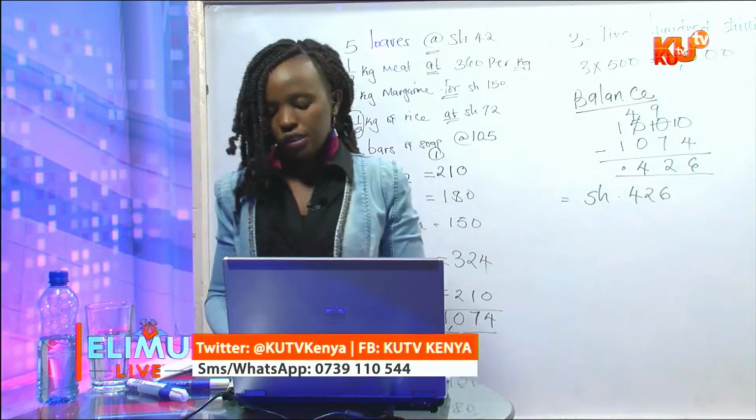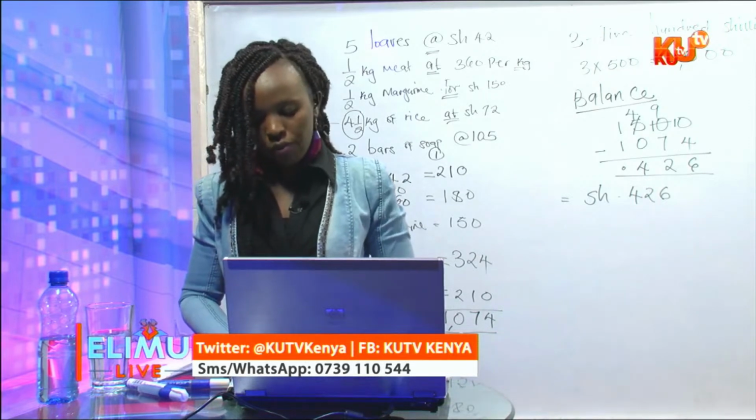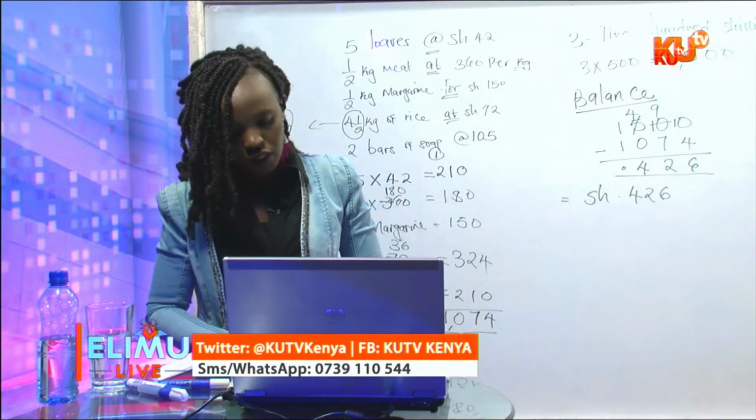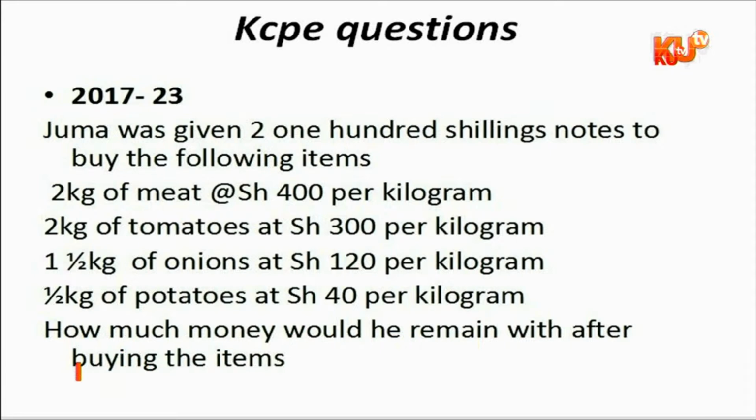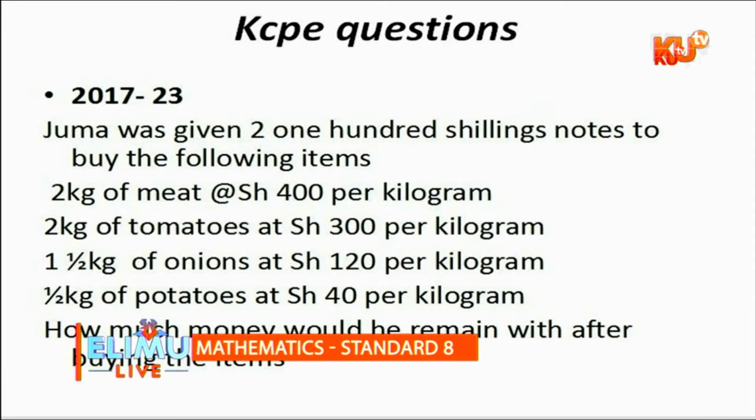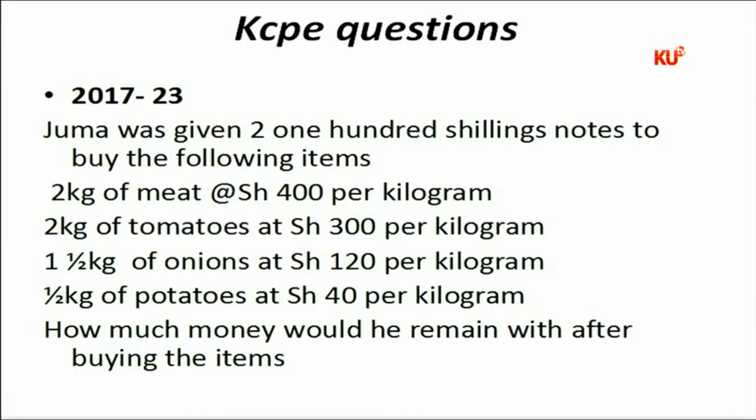Then another question is 2017, KCPE 2017, question number 23. The question reads: Juma was given 2 1,000 shillings notes to buy the following items: 2 kgs of meat at 400 shillings per kg, 2 kgs of tomatoes at 300 per kg, 1.5 kg of onions at 120 per kg, a half kg of potatoes at 40 shillings per kg. How much money would he remain with after buying the items?